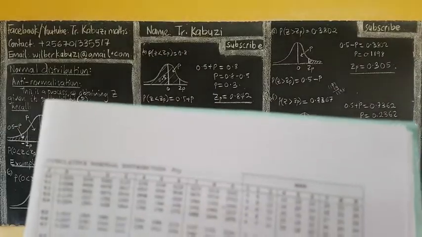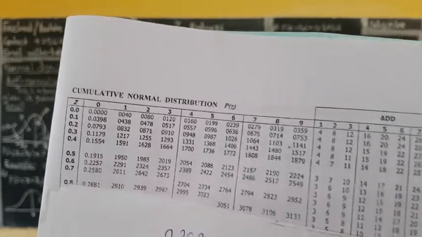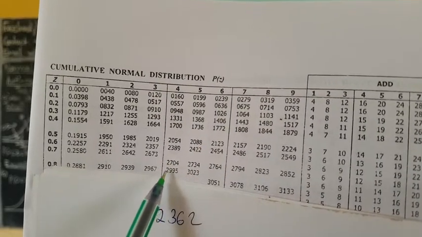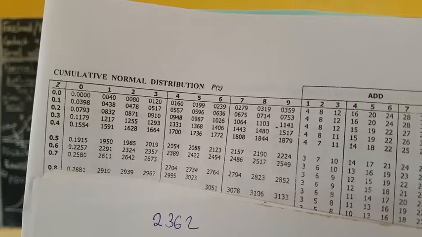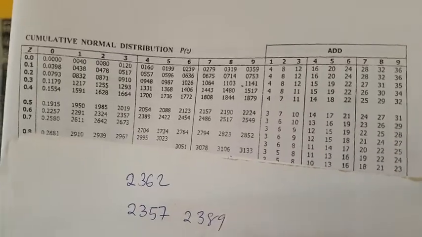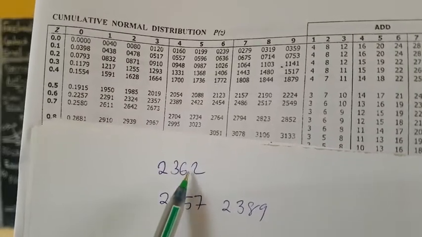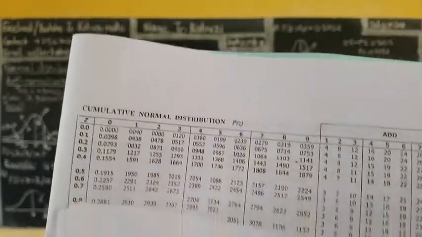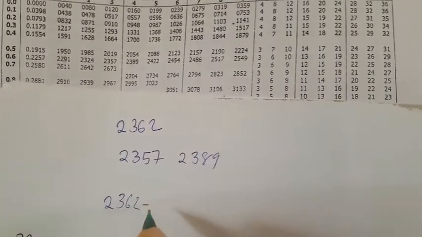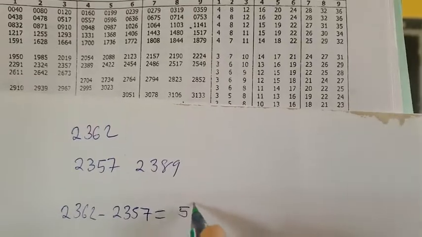But what we have here, I'm seeing that the one which is close to this is 2, 3, 5, 7, and this one, 2, 3, 8, 9. Now you see which one is closer to this value. You see that this one is closer. So meaning by what difference? You get 2362 minus 2357, and the difference is just a 5.